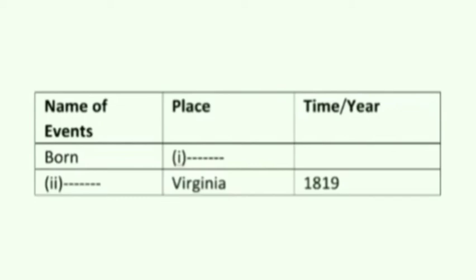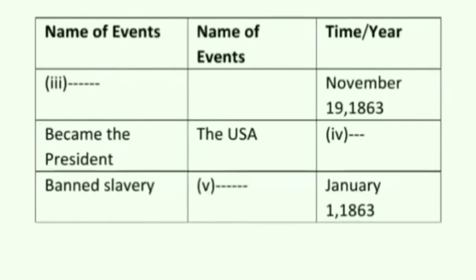Then, number 2 gap, you have to collect the name of the event. Here's the clue: Virginia. And here also you will get another clue, 1819. That means what happened in 1819 in Virginia? Lincoln's mother died. Yes, you were right. His mother died.